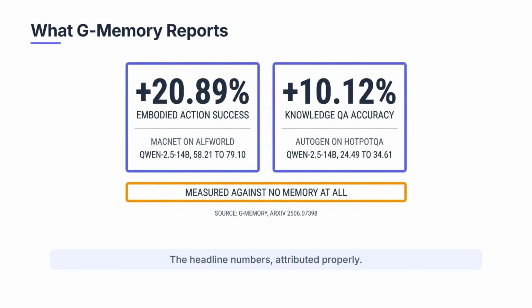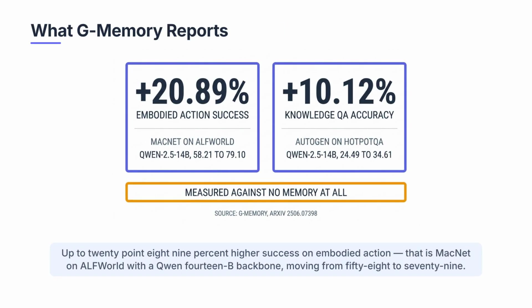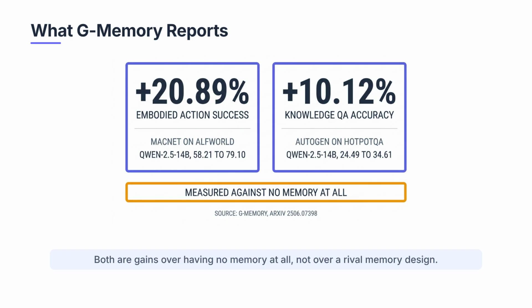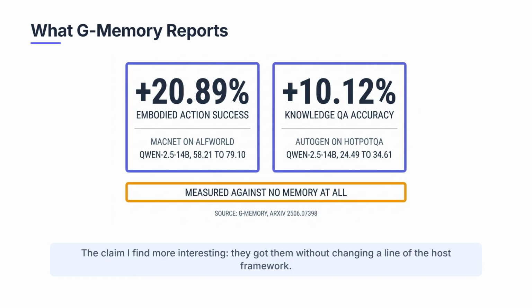The headline numbers, attributed properly, up to 20.89% higher success on embodied action, that is MACnet on AlphaWorld, with a Qwen 14B backbone, moving from 58 to 79, and up to 10.12% on Knowledge QA, AutoGen on Hotpot QA, same backbone. Both are gains over having no memory at all, not over a rival memory design. The claim I find more interesting: they got them without changing a line of the host framework.